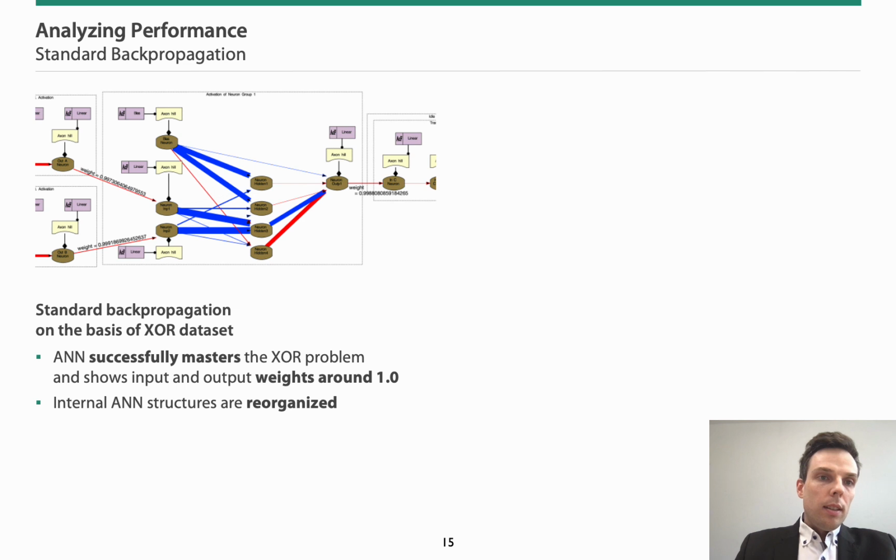Standard backpropagation results you can see here. You can see that the internal thickness of the non-crystallized fluid weights do change in comparison with the figure before. Further, you can see weights around 1.0, here, here, and here. The ANN successfully masters the XOR problem. Due to the internal changes, the ANN structures have reorganized.